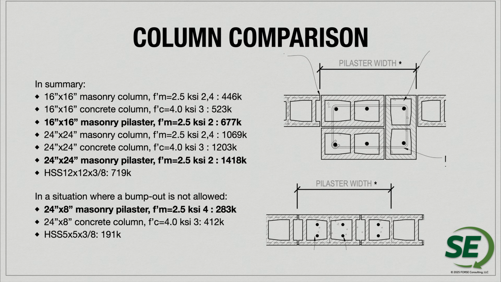If you didn't have a bump out, if you wanted to have a flush masonry pilaster, again, you can see some of the different capacity comparisons between the 24 by 8 inch masonry pilaster, other pilaster configurations, and then an HSS 5 by 5, which would be the column size that you would need to fit within an 8-inch masonry wall. So again, just some numbers to compare the different elements.